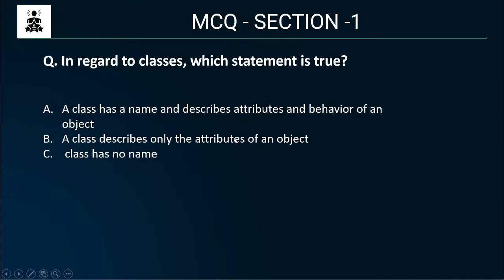So guys, next it's MCQ. The first MCQ is in regard to classes: which statement is true? A, a class has a name and describes attributes and behavior of an object. B, a class describes only the attributes of an object. C, a class has no name. These are the three options. What will be the answer according to you? A, B or C?